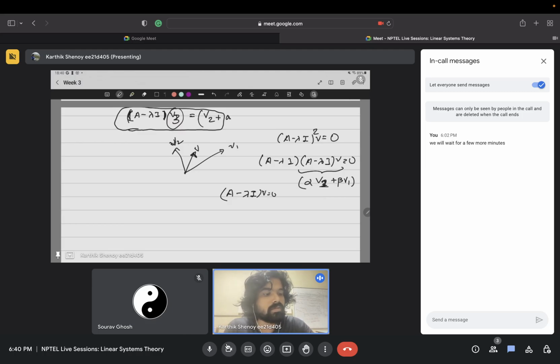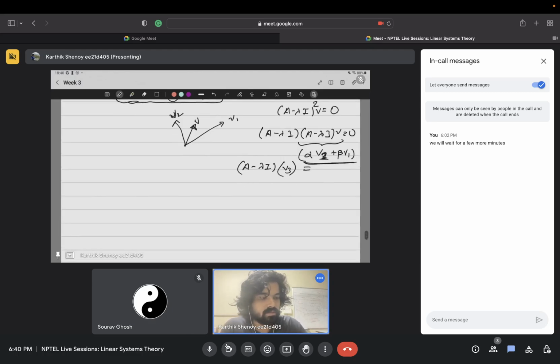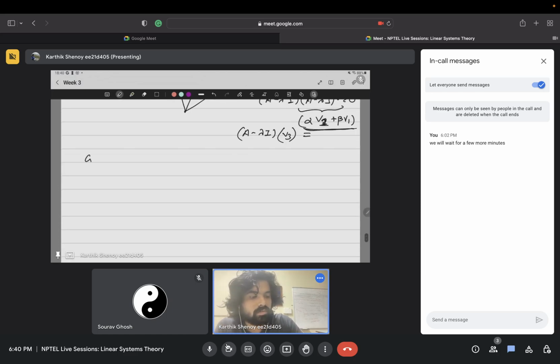That is why we use generalized eigenvectors, those are called generalized eigenvectors. So that is the logic behind why we are doing that. So now if I set that A minus lambda I times some V3 equal to this vector. Now if you know these matrices where GM is less than AM, they cannot be diagonalized.